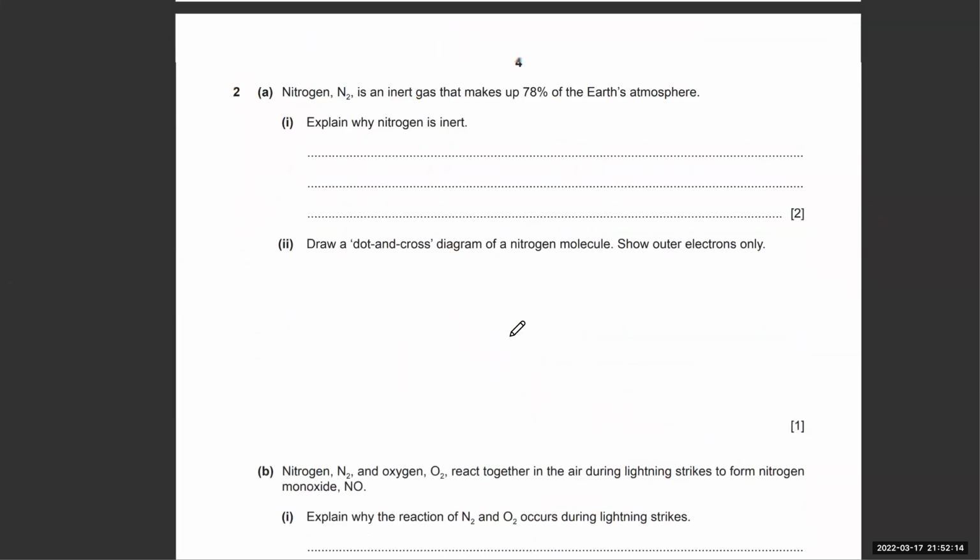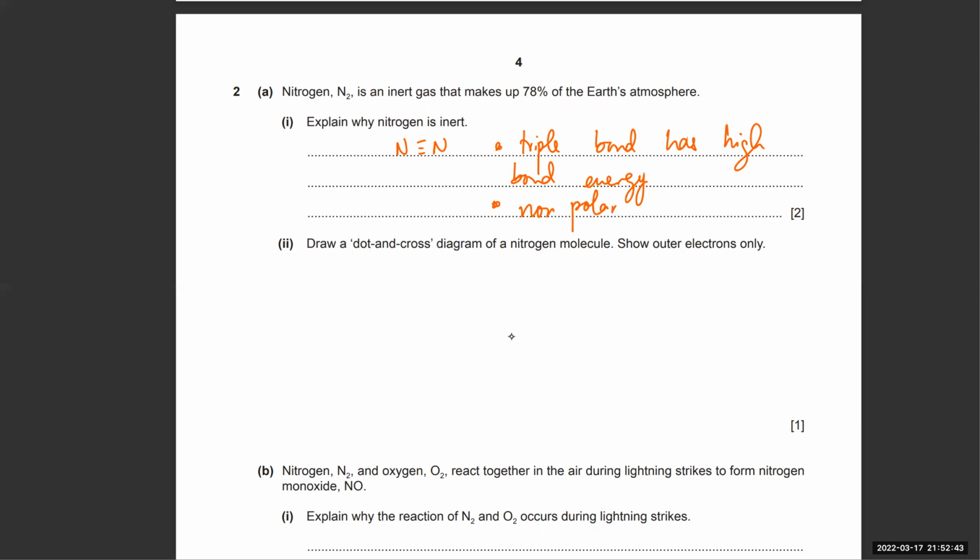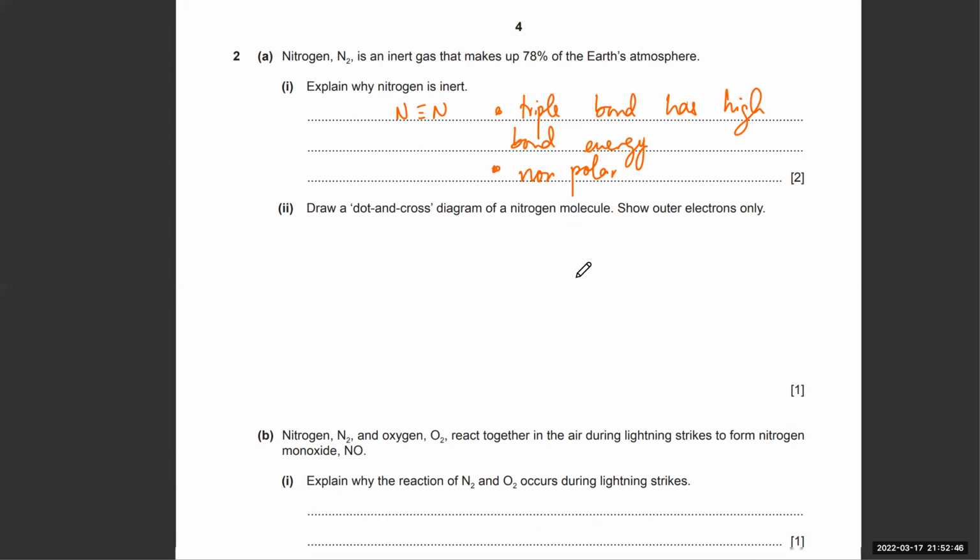So the next one is, why is nitrogen inert? Two reasons. You've got an N triple bond N. Why is it inert? Because one thing is it's got a triple bond. Triple bond is hard to break. So the triple bond has high bond energy. Second reason is it's non-polar. So it's not going to attract other molecules. Or a dot and cross diagram of it will be drawn.